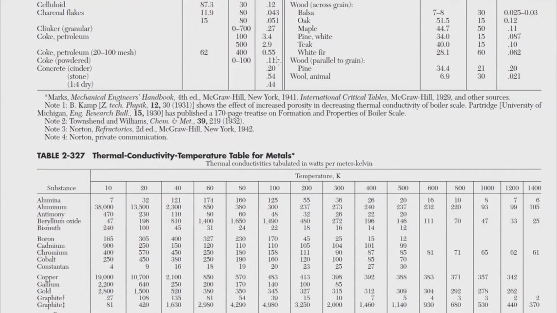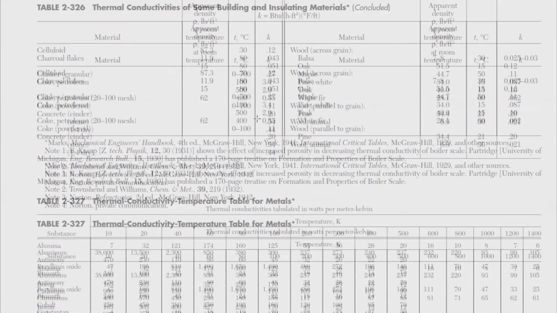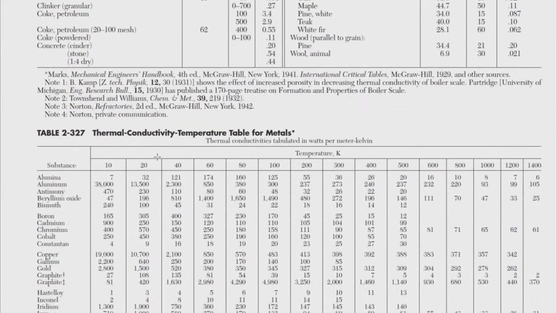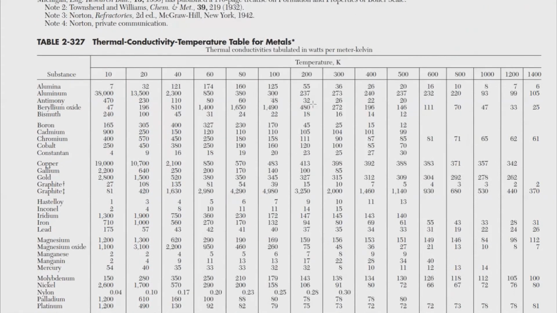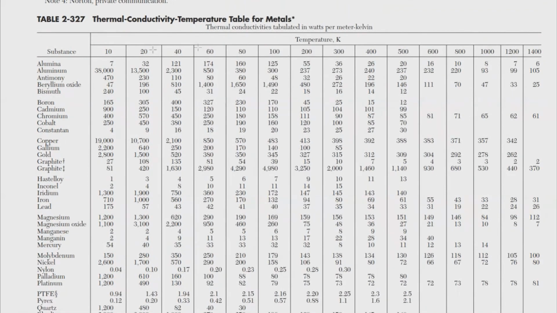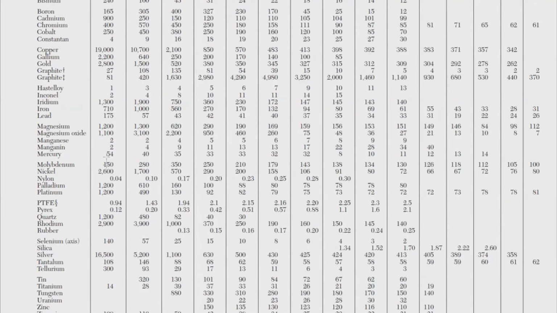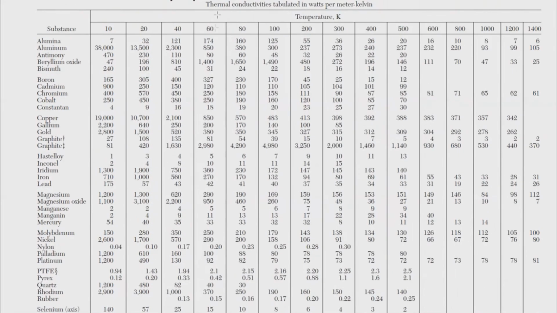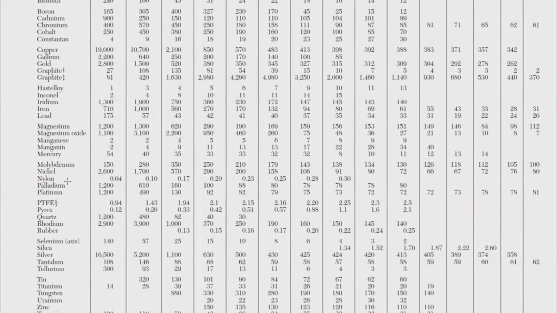So, this is the thermal conductivity temperature table for metals. It's under the thermal conductivity that we saw before. This is in Table 2-327, 9th edition. I will just write it in the description or somewhere, you will see it. So, with that, let's take a look at our platinum here. This is the metals, and platinum is this one.